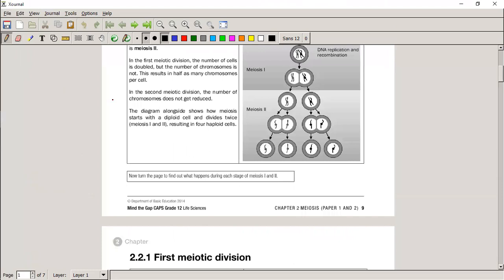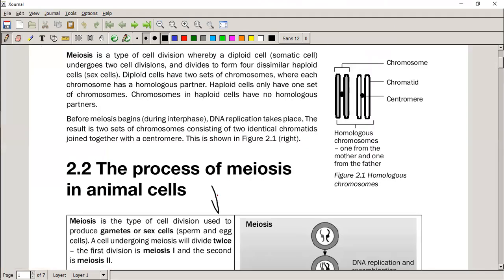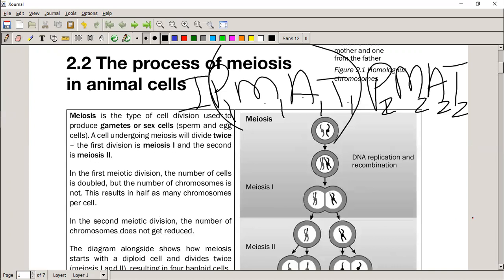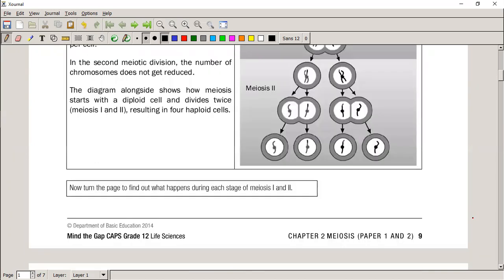Okay, let's go through Meiosis. I'm going to start off by going through Meiosis in Mind the Gap first. An important note about Meiosis is that when we looked at mitosis, we went through IP on the mat: interphase, prophase, metaphase, anaphase, telophase. In Meiosis, you're going to pee on the mat twice. So you're going to have IP mat twice: prophase one, metaphase one, anaphase one, telophase one, prophase two, metaphase two, anaphase two, telophase two. So it divides twice. We're going to have Meiosis one, as you can see there, and then Meiosis two.